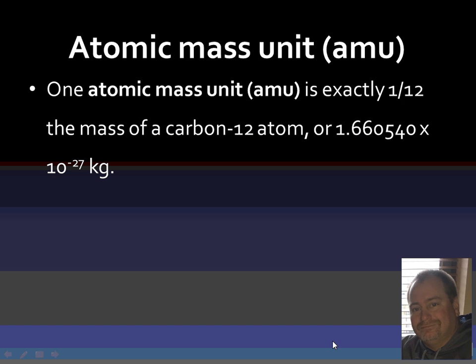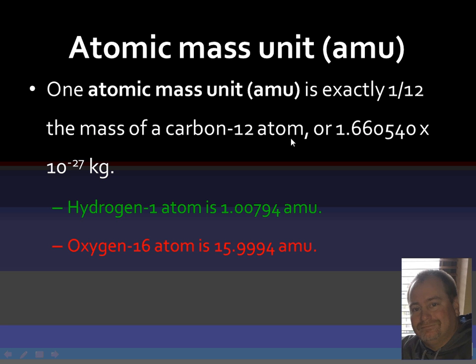So, we've now set our standard, okay? Carbon 12 is our standard, and what is one atomic mass unit? It's exactly 1/12 of a carbon 12 atom. Therefore, hydrogen 1 atom has an atomic mass unit of 1.00794. Oxygen 16 has a mass of 15.9994 atomic mass units. Now, what are those values corresponding to?